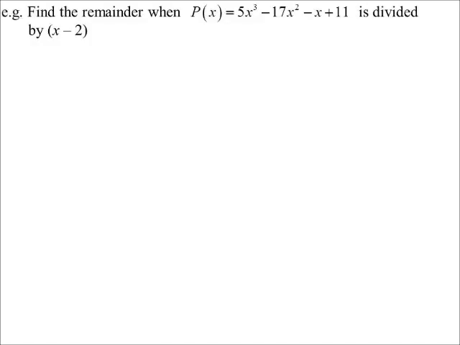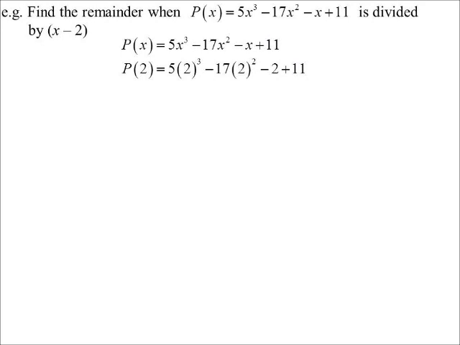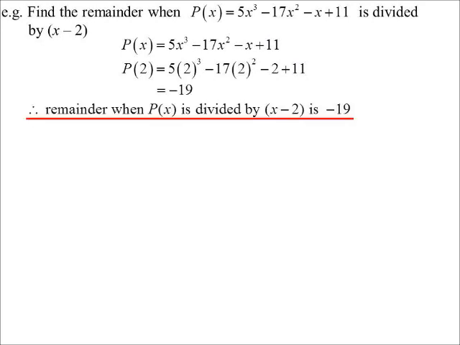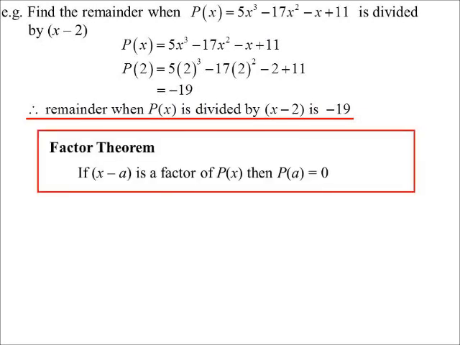So let's use it. Find the remainder when it's divided by x minus 2. You don't have to do the division. I can just substitute in. Polynomial 2, when we calculate it, turns out to be negative 19. So okay, there's our remainder. Fair enough.